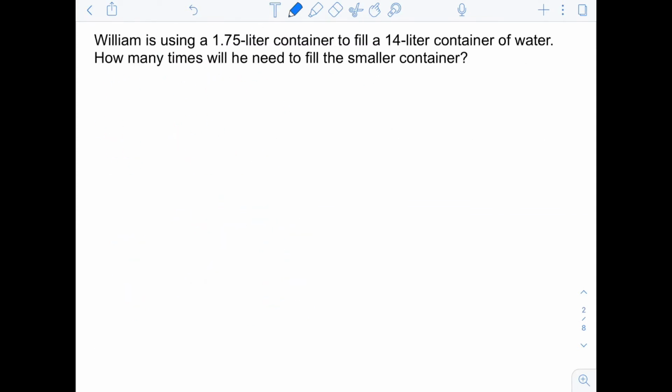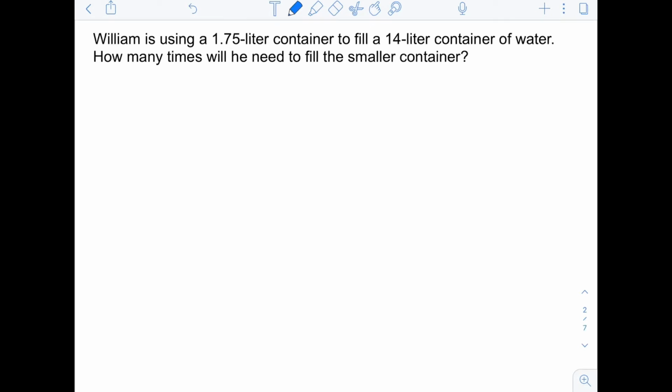So let's use this plan to solve this problem. William is using a 1.75 liter container to fill a 14-liter container of water. How many times will he need to fill the smaller container? So it's asking how many times he will fill the smaller container. And the smaller container is 1.75 liters.